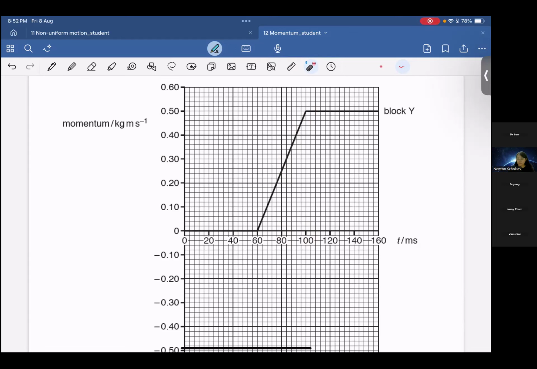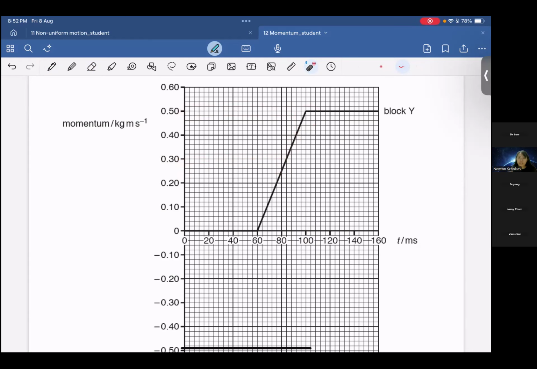What do you think? Type in the chat box. Let me know. Is the velocity changing or not? From 80 to 100 millisecond, does the velocity change or not? Does the momentum change? Let me have a look. Yes, the velocity increases. Why? Because momentum increases.